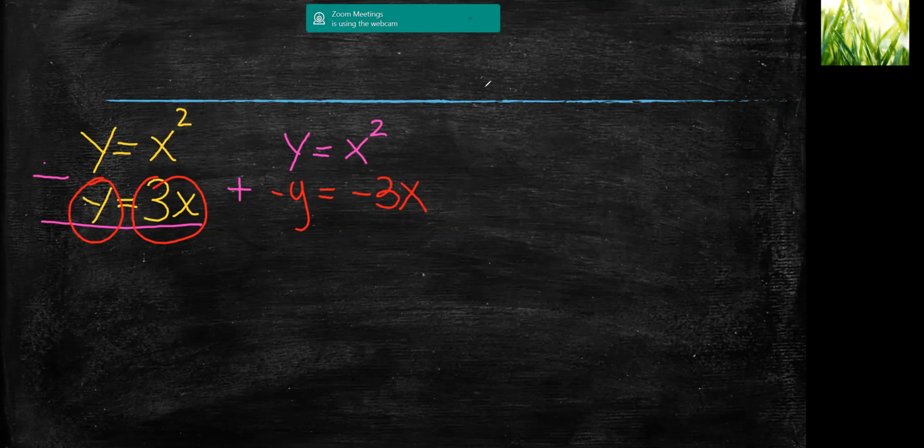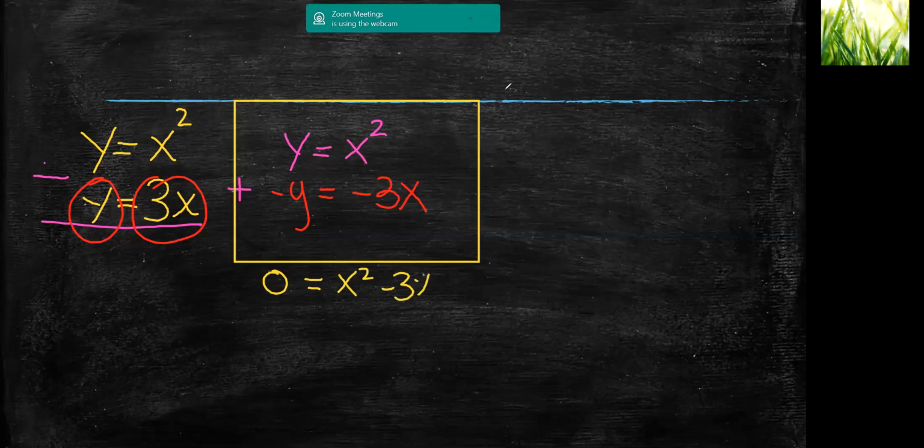Is it clear? Yes, teacher. Then after that, let's add them. y plus negative y is 0, and x squared minus 3x. Put them down: x squared minus 3x equals 0. Now look at it here. I want to solve it. I didn't do anything, I just combined them into one equation. Then I need to find the solution. What do I have to do?